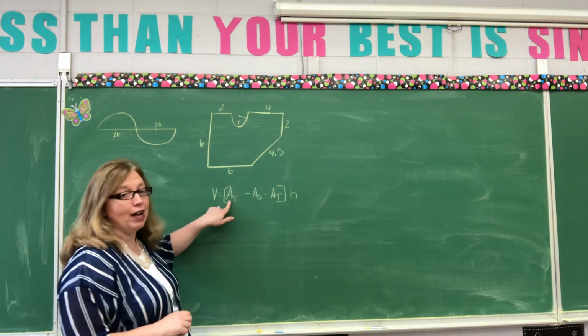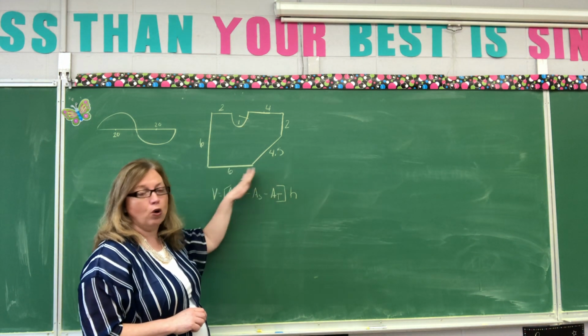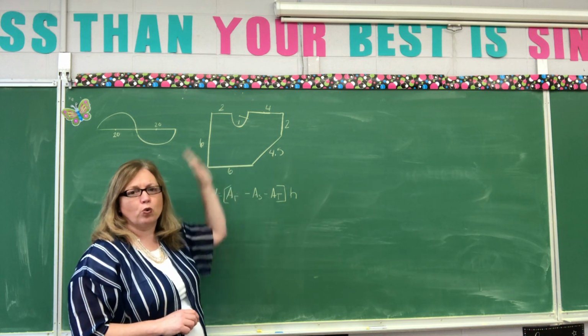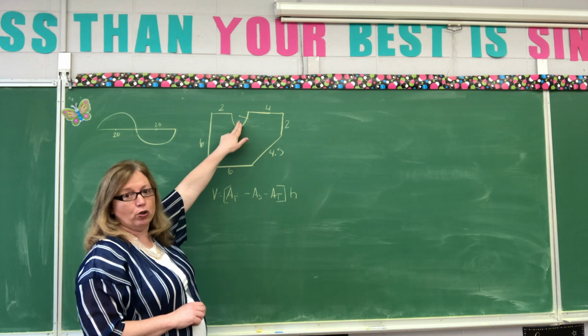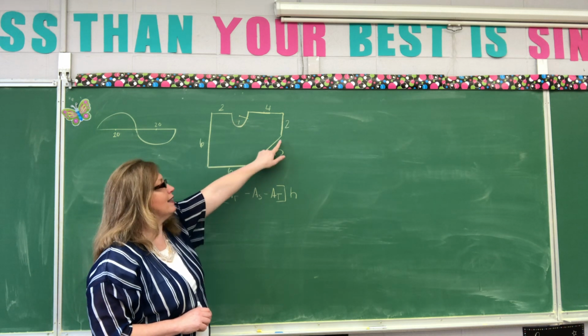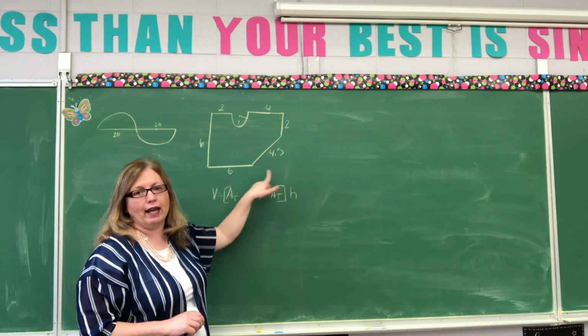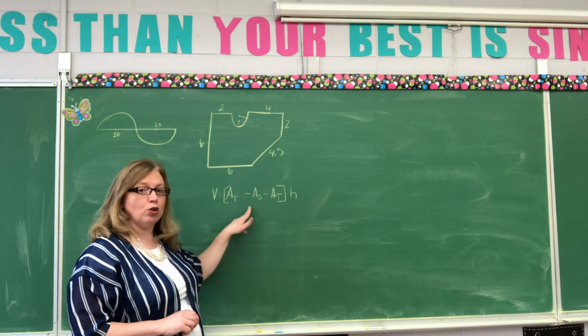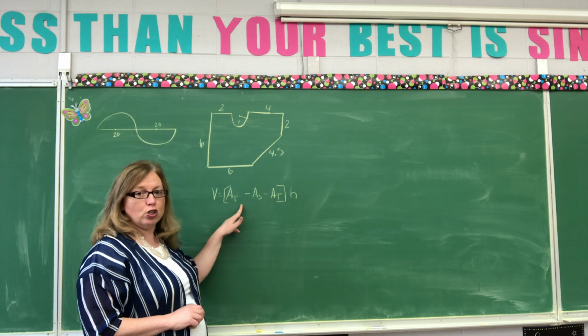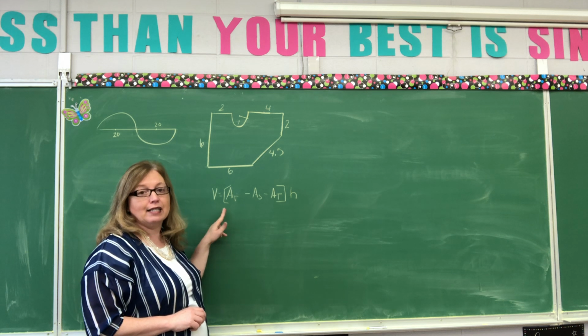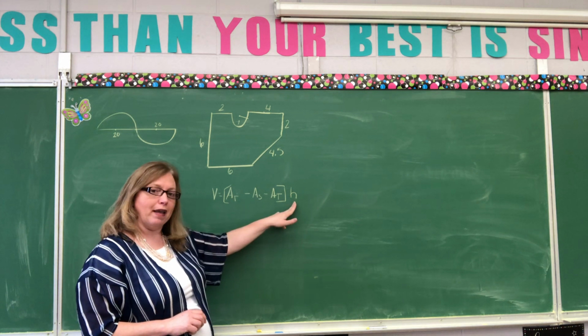We're going to find the area of the whole shape, as if it was a nice rectangle. Then we're going to subtract out the area of our semicircle, and then we're going to subtract out the section of this missing triangle. We did this yesterday. Once we subtract those two out, we'll know what our total area is, and then we can multiply it by the height.